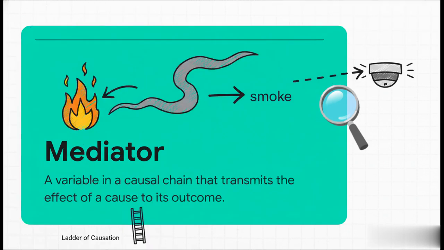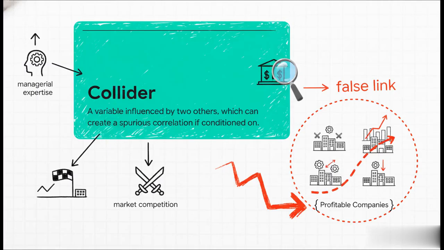Next up is the mediator. This one's a lot more straightforward. It's just a causal chain of events. So a fire starts, which causes smoke, and the smoke is what triggers the fire alarm. The smoke here is the mediator. It's the how, the mechanism that connects the cause, the fire, to the effect, the alarm. Simple as that. Now, for the one that trips everyone up, the collider.